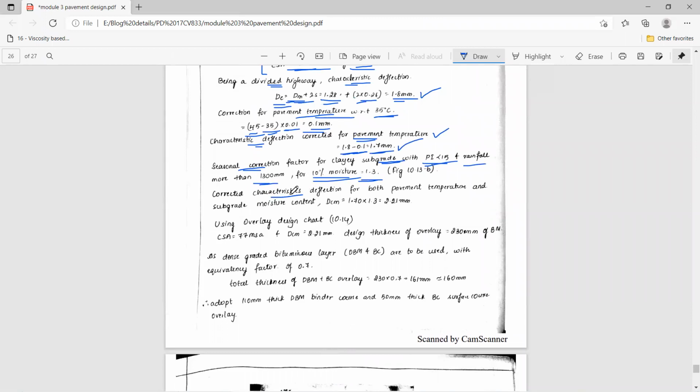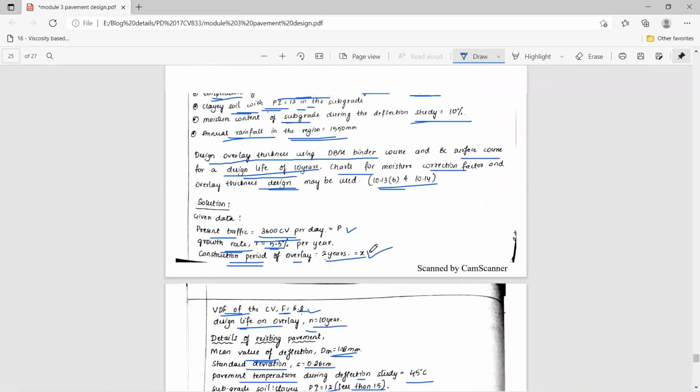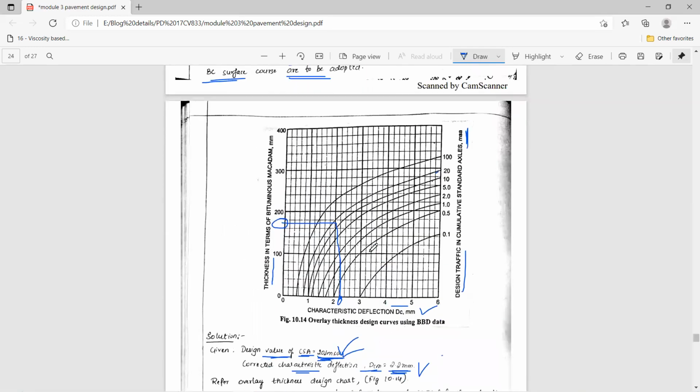Now the corrected characteristic deflection for both temperature and subgrade moisture is equal to how much? This value 1.7 multiplied by the correction factor 1.3. Now we come to know that the deflection value is 2.21 mm. Now for the deflection 2.21 mm and for the traffic 77 MSA, you have to see the chart to find out the thickness of the overlay.